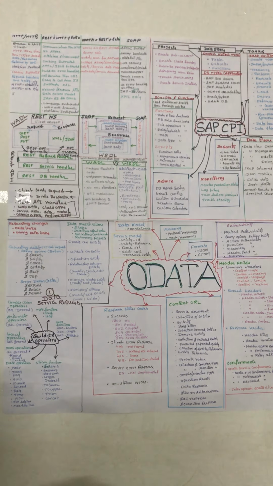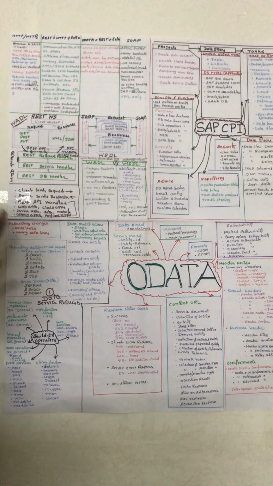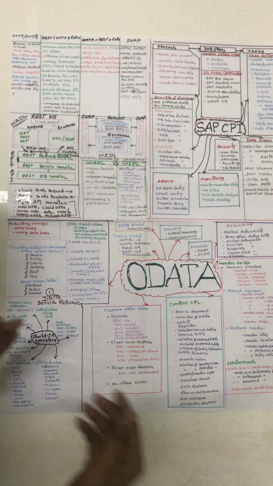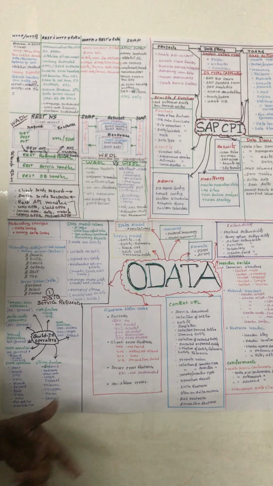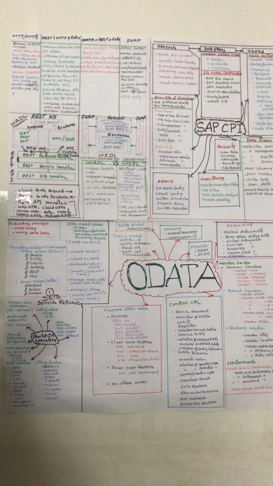Next, we have requesting changes, where we use delta links. Delta links are used for requesting changes in OData. And next, if you come, data modifications.